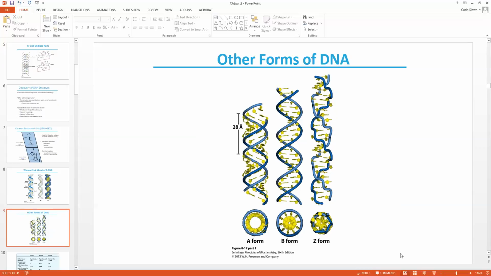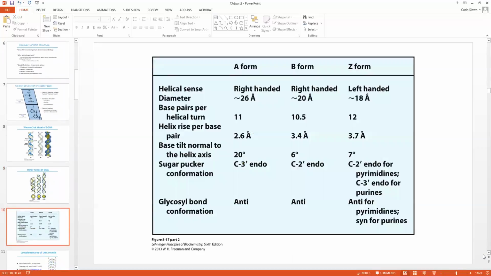So if I look at the three forms of DNA that have been solved, I see that the A form is the dehydrated form, and that the B form is the hydrated form. Most DNA looks like this. And then the Z is the zigzag form. These are long special sequences that can adopt this conformation.